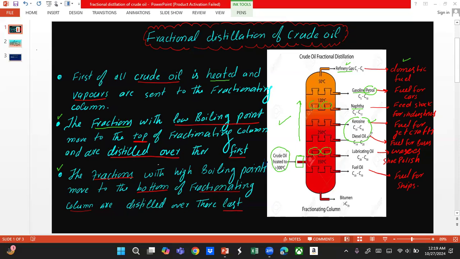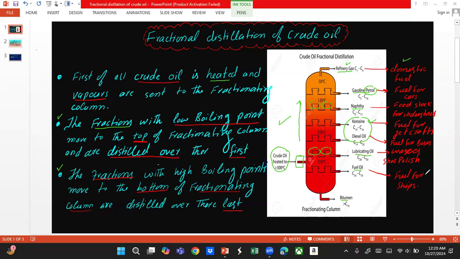Then we have diesel oil. Diesel oil is used as a fuel for heavy automobiles, for example, tractors, trucks, buses. Then lubricating oil. After that, we have fuel oil and then bitumen. So the uses are written for you people, or you can read them and prepare for the coming CAI examination.